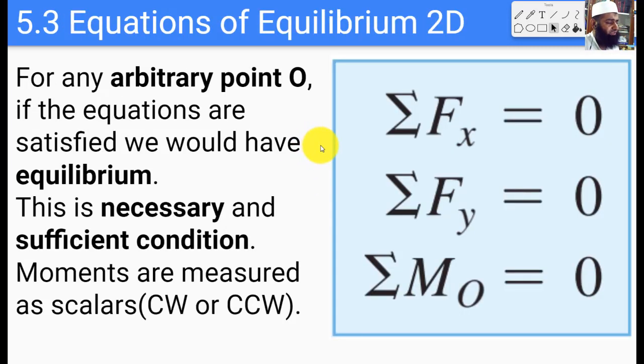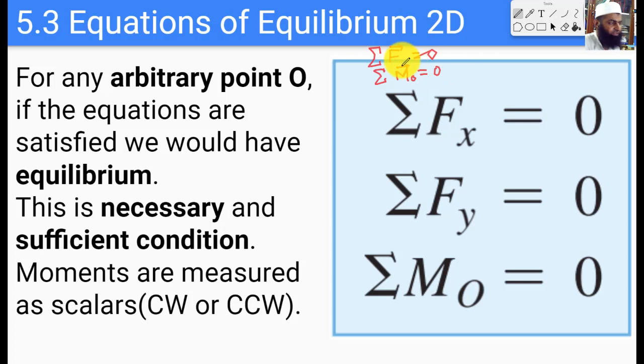The main topic for today is equilibrium in two dimensions. Last time we saw that the requirement for equilibrium was that the sum of all the forces is equal to 0 and the sum of all the moments at any point O is equal to 0.